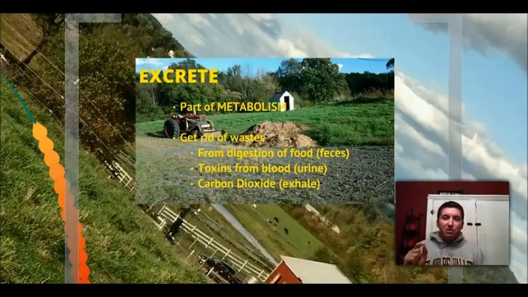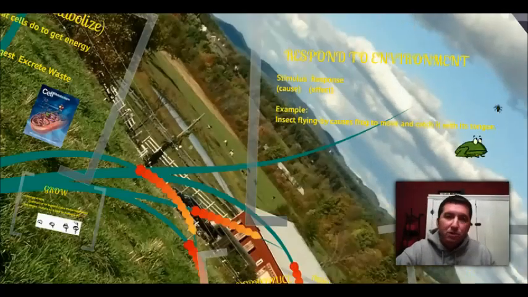Now, your urine: your blood gets filtered by your kidneys all day long, all night long. The toxins that get pulled out of your blood eventually make it to your urine, which is also excreted as waste. And a not so disgusting one, carbon dioxide. You guys breathe out. You exhale waste. You exhale CO2. You actually exhale vapor, H2O, water. Moving along here.